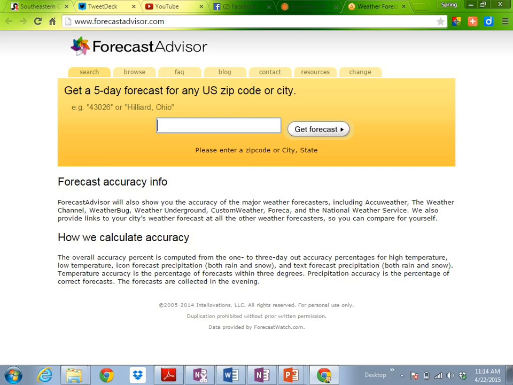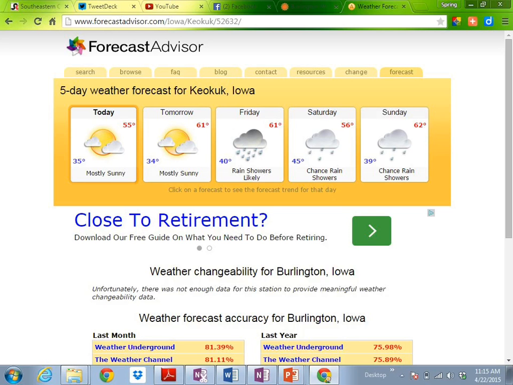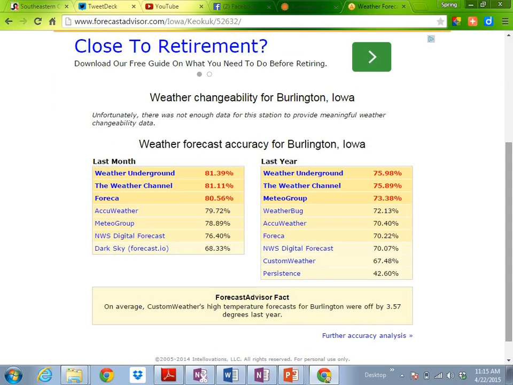So this is actually going to C2632. This is supposed to be neutral, as far as I know. Notice that it gives us our 5-day weather forecast. But what I want to draw your attention to is this stuff down here. And I know it's for Burlington because they didn't have enough data for Keokuk. But they're ranked kind of for descending order of accuracy. So the most accurate one last month was Weather Underground, 81%. Notice the National Weather Service pulling kind of down 76%, right?